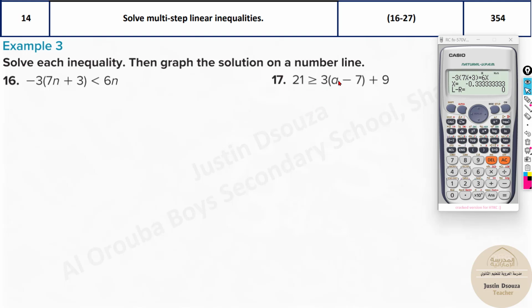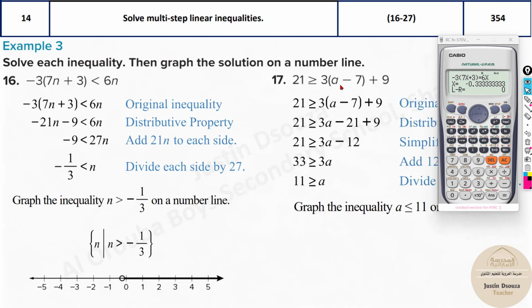Whatever the answer you get, the a will remain at the right side, greater than or equal to the number. That's it. This you try by yourselves because there's only one variable. It's very simple. See, a will remain over here and 11 is in the left side. The number line over here, there's a point.